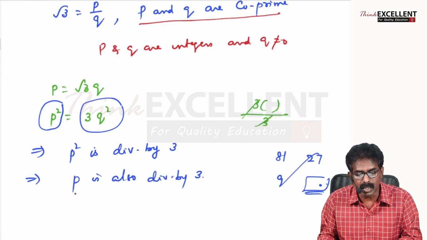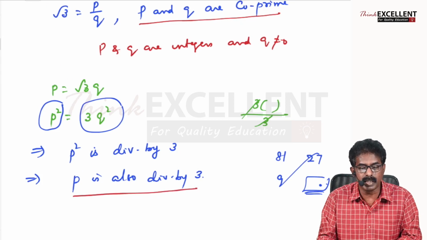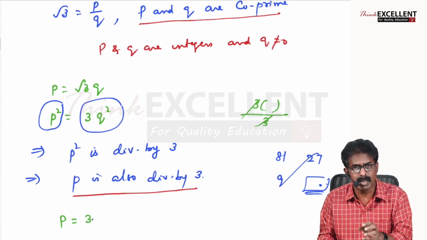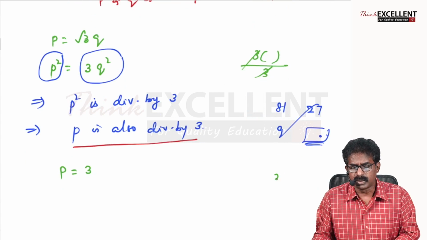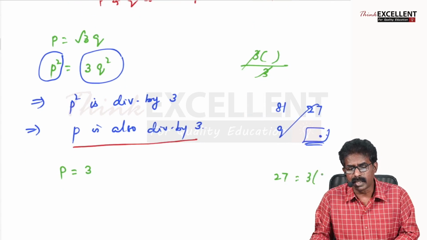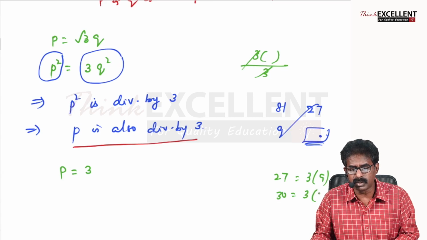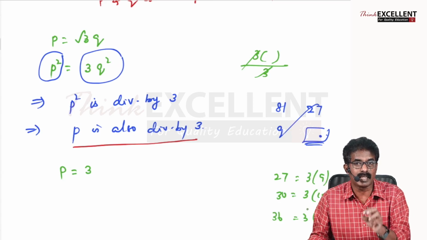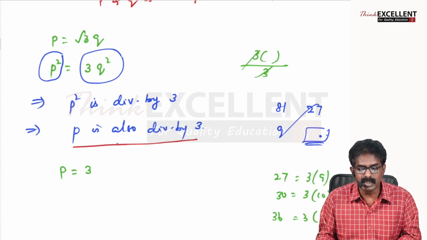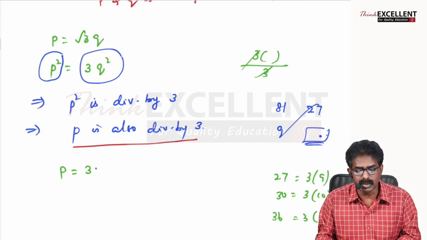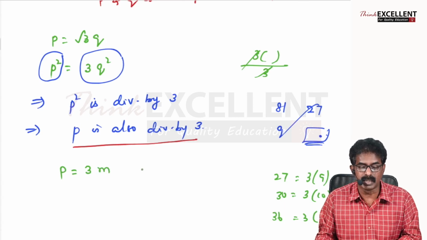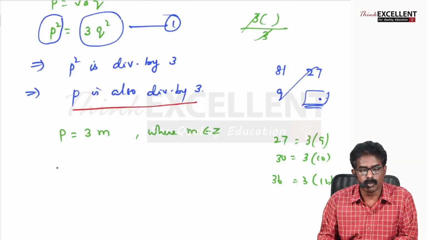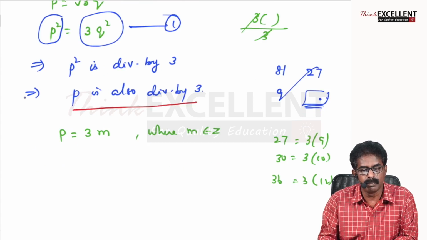So that step I am going to underline. Since P is divisible by 3, P can be written as a multiple of 3. Because 27 is divisible by 3, so 27 can be written as 3 into 9. 30 is divisible by 3, can be written as 3 into 10, right? 36 is divisible by 3, you can write 3 into 12. A number is divisible by 3 means that can be written as 3 into something, right? So now P can be written as 3 into some multiple. I'm taking it as M, where M is an integer. So substitute in the first equation, left side P square, that is 3M the whole square, right?